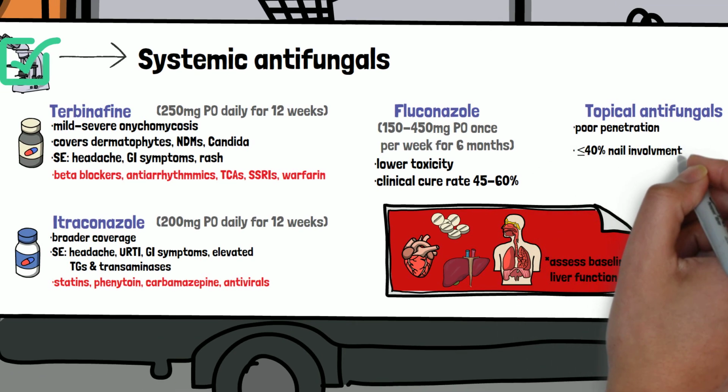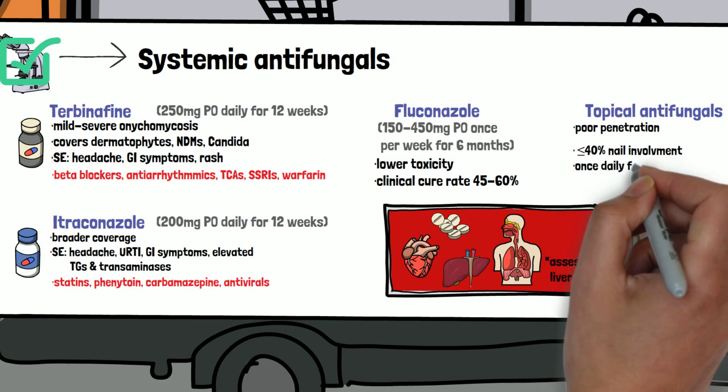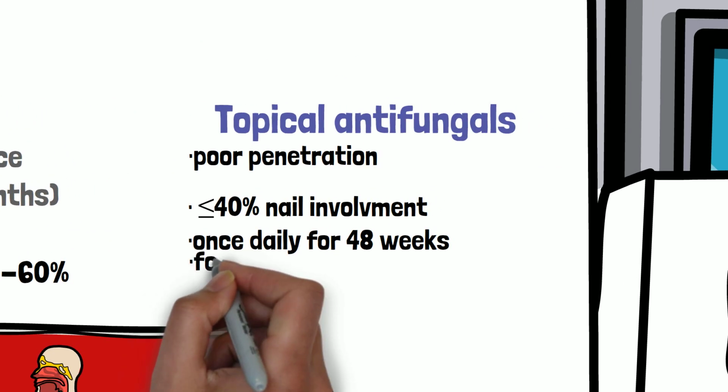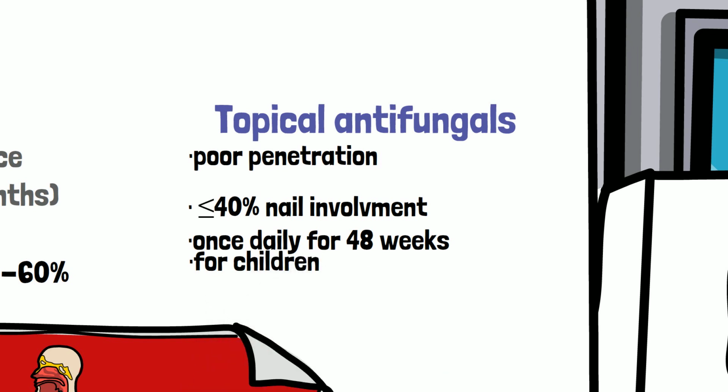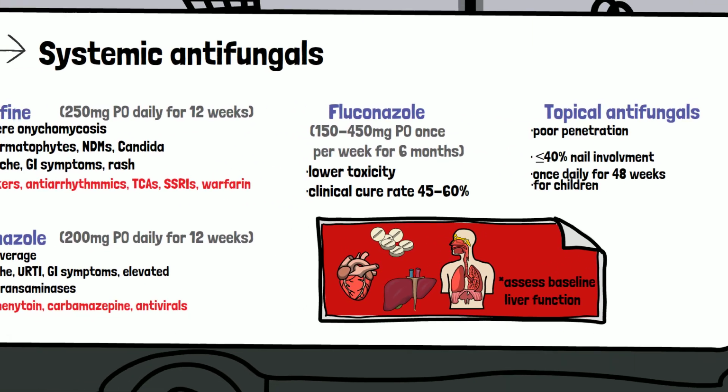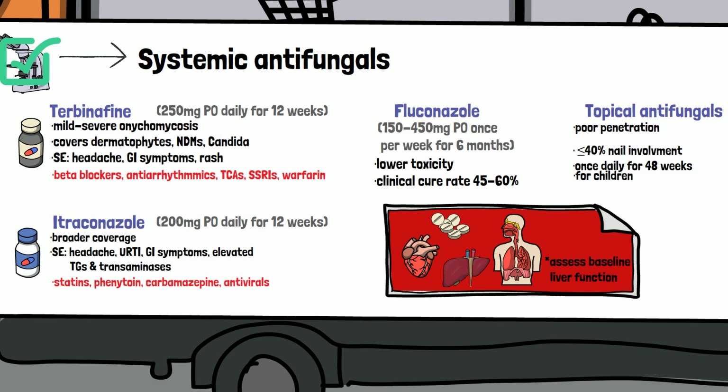Topical antifungal agents are applied to the nail once daily for 48 weeks. It is a treatment of choice for children as no systemic therapies have been FDA approved in this population. Additionally, children have thinner nail plates and potentially faster nail growth, which makes them more appropriate to respond to topical treatment.